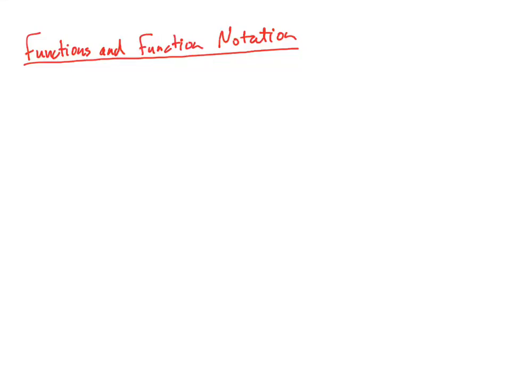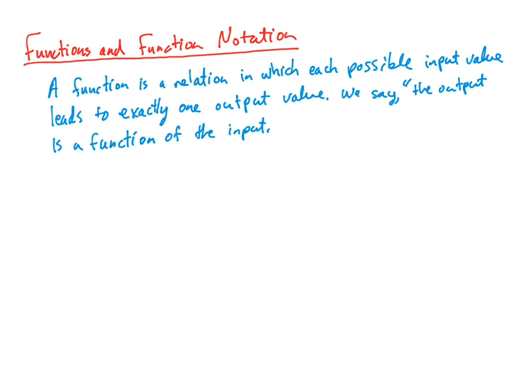In this video, I'll be going over functions and function notation. So first, let's give a definition of a function. A function is a relationship or a relation in which each possible input value leads to exactly one output value. We say the output is a function of the input.